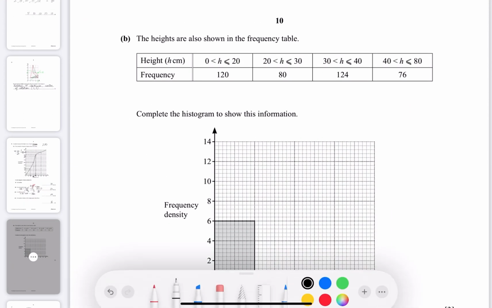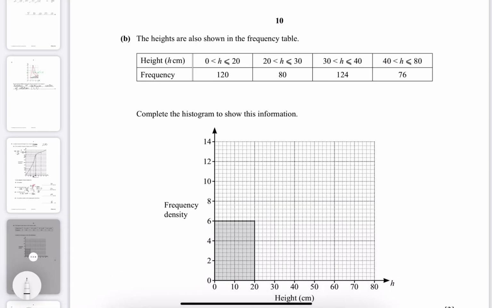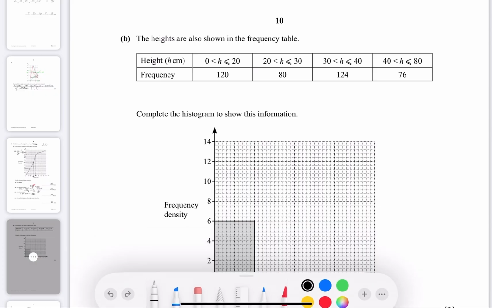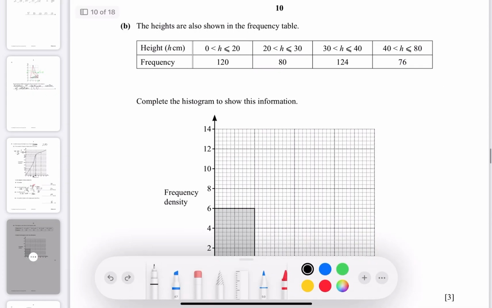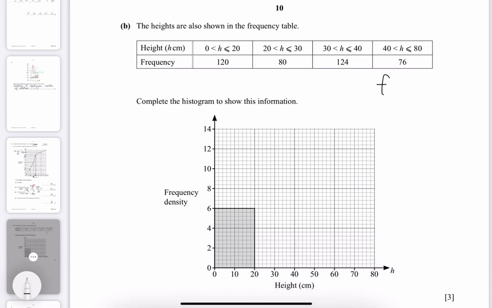Okay, now onto histograms. We want to draw a histogram to show this data in the table. And the way we do this is we use the formula frequency density is equal to frequency over class width. So if we draw a new row, I would recommend doing this in the exam, draw a new row, frequency density.